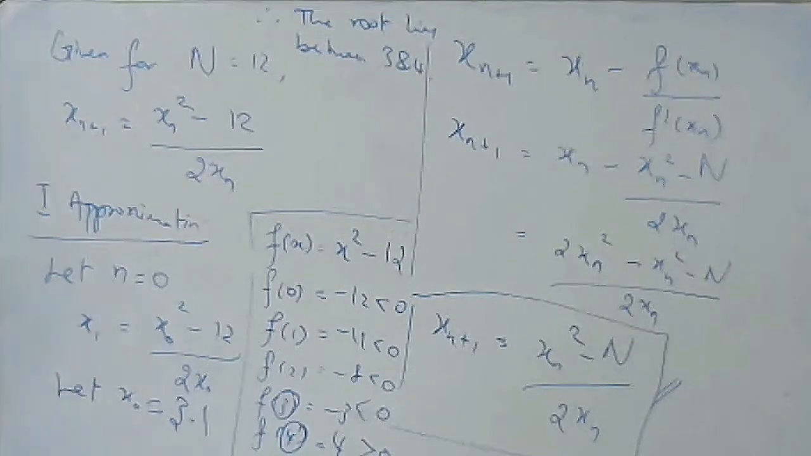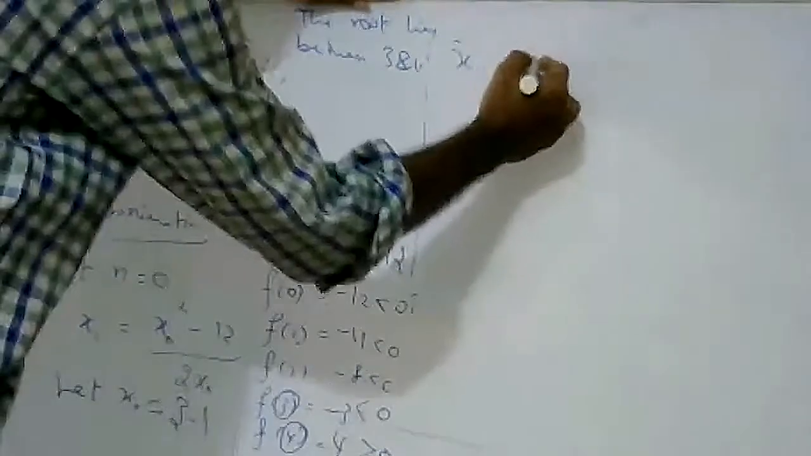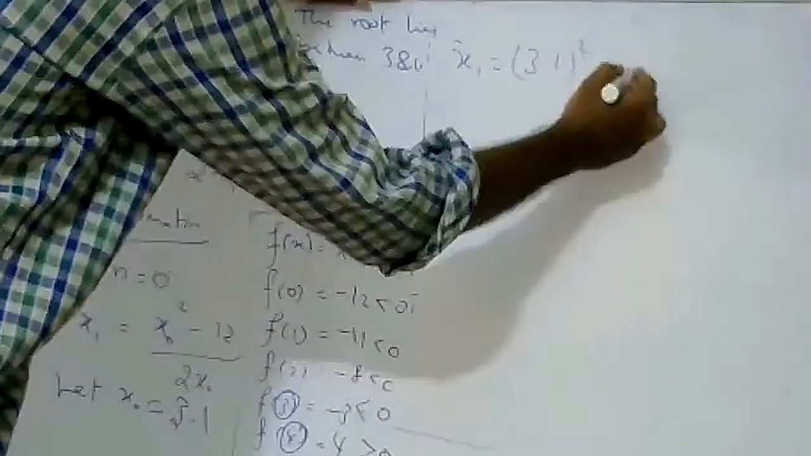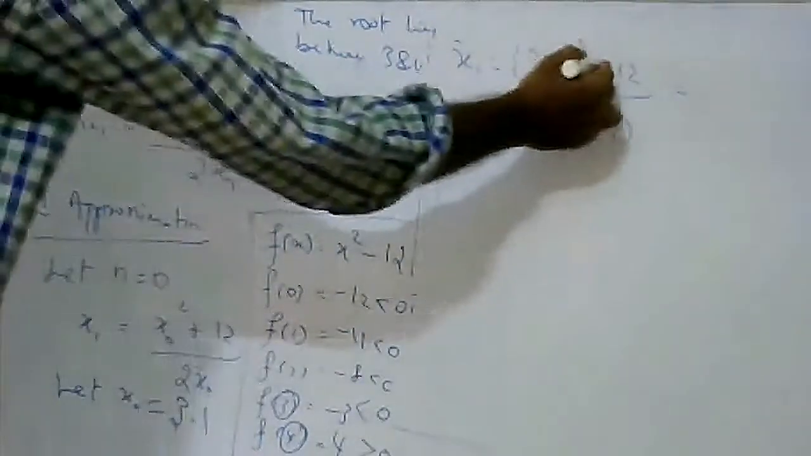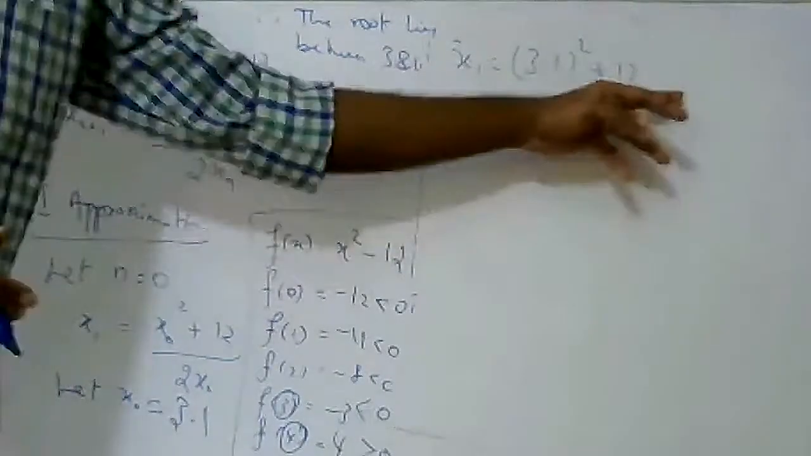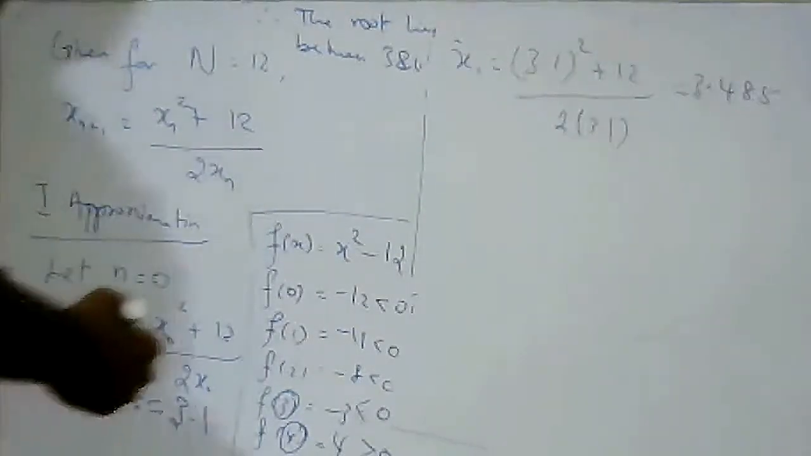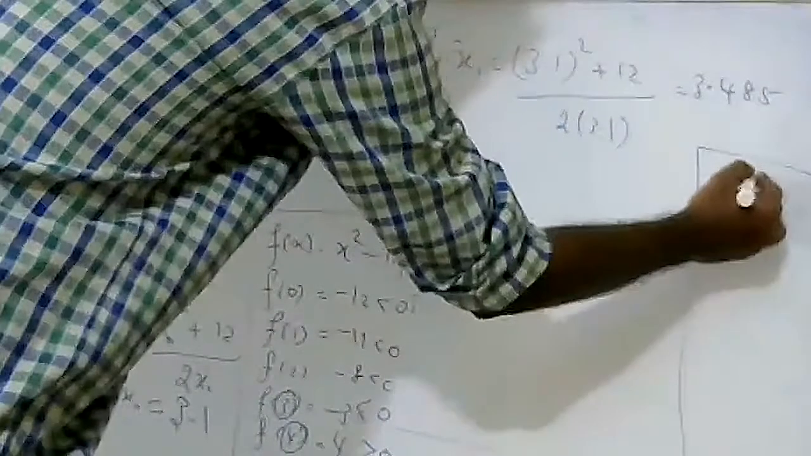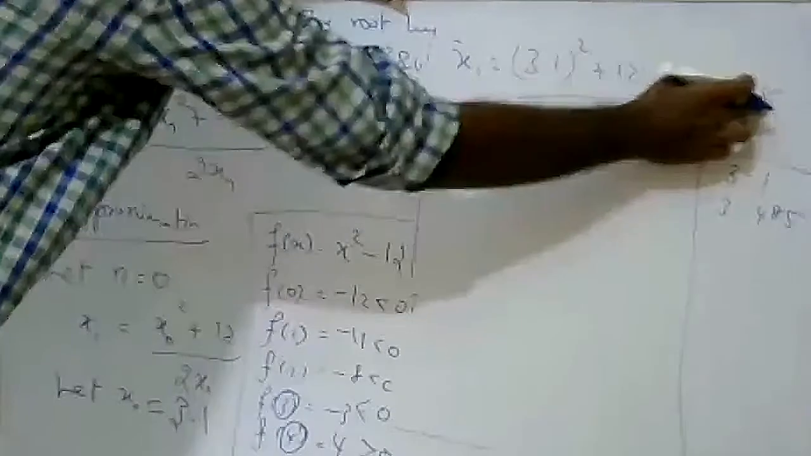Substituting this, what do you get? x1 is equal to x naught, 3.1, minus (3.1 the whole square minus 12) divided by 2 into 3.1. So find the value: x1 equal to (3.1 the whole square plus 12) divided by 2 into 3.1, which is 3.485. So the first value is 3.1, and the second approximation is 3.485. So the x1 value is 3.485.